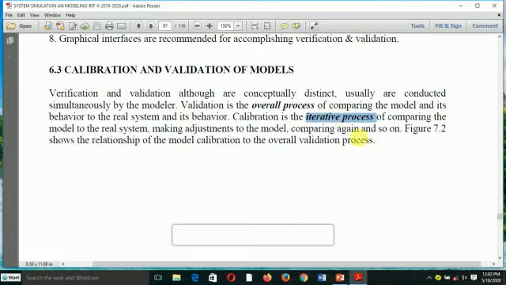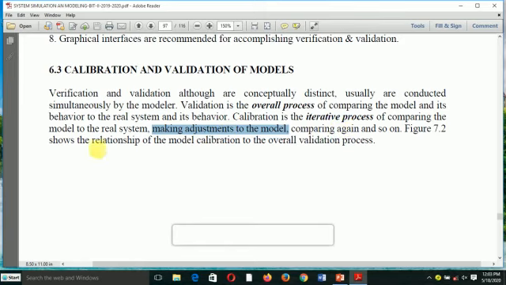So it is an iterative process. In this process, you compare the model to your system and provide adjustments to the model. If you compare it to the real system, and there are some differences or it doesn't reflect the real system, you have to make adjustments, and then you compare again and again.